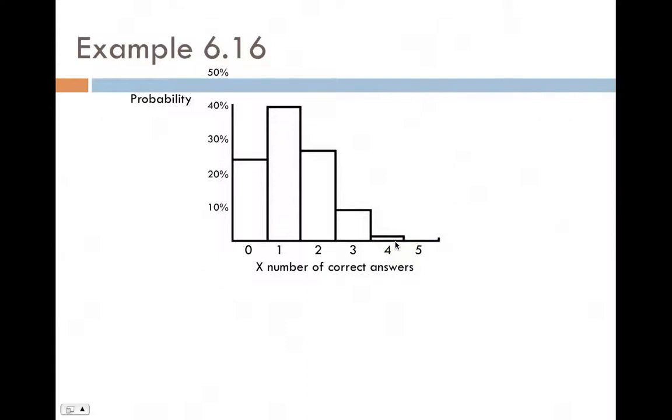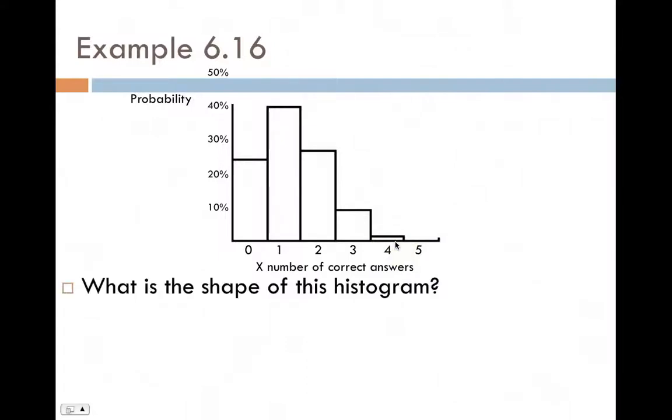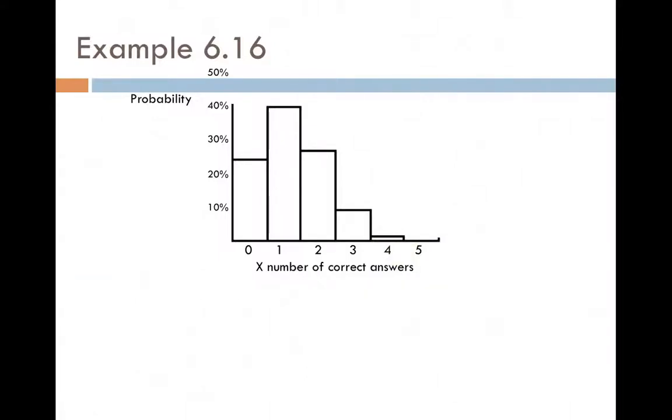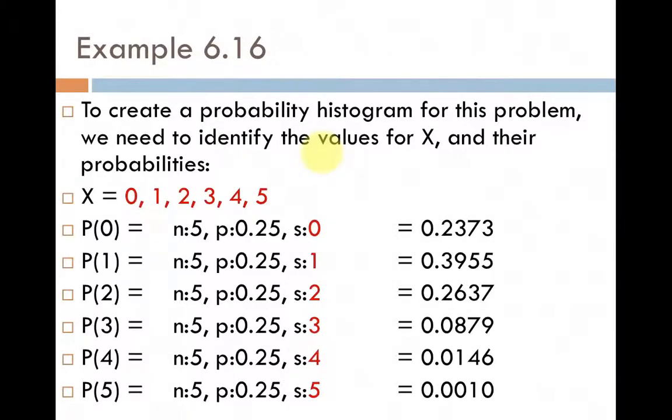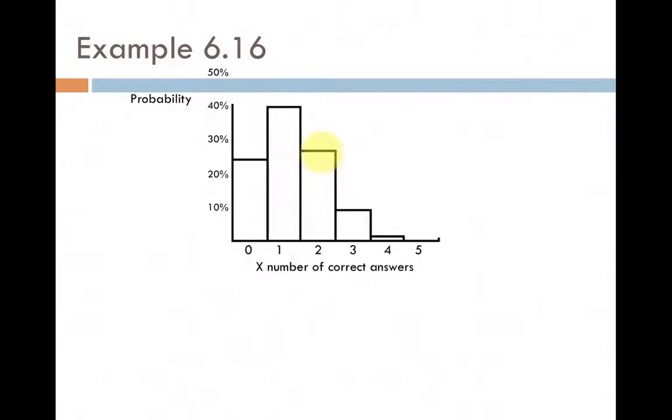Now you can answer questions by just looking at this histogram. You can answer a question like, what's the probability of getting two questions correct? You would look at x equal 2. You would look at the probability, which is the height of the bar. And if the vertical axis were clearer, you could see exactly what that was, which here was about 26.37%.